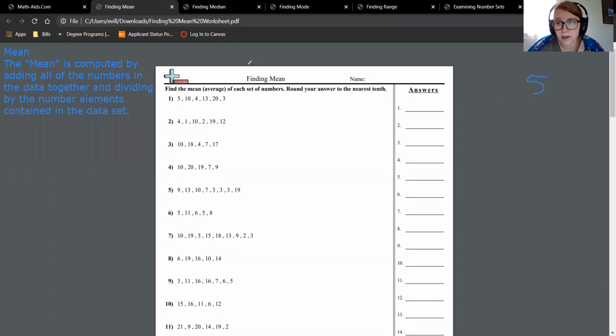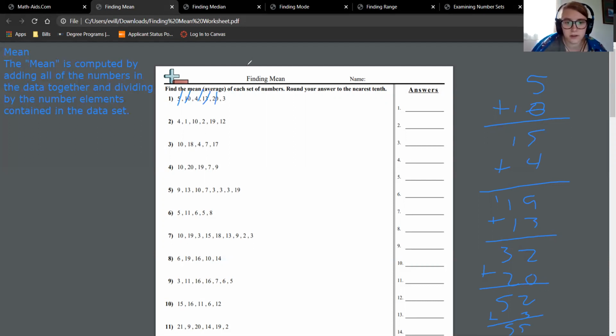So 5 plus 10 is 15, plus 4 is 19, plus 13 is 32, plus 20 is 52, plus 3 is 55. All right, so we got all our numbers added together.